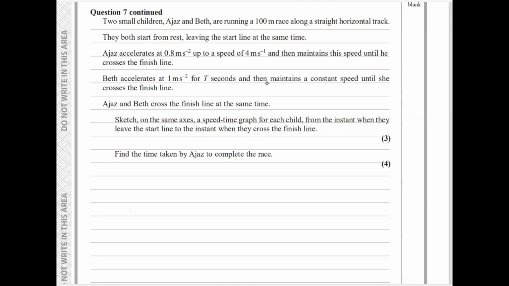Hi, welcome back. In this video, we are going to discuss June 2022 Mechanics 1, question number 7. Two small children, Ajas and Beth, are running a 100-meter race along a straight horizontal track. They both start from rest, which means their initial velocity is 0 meter per second.